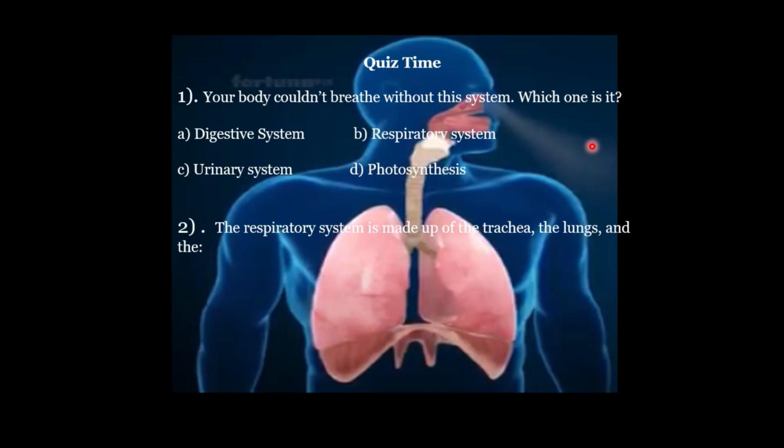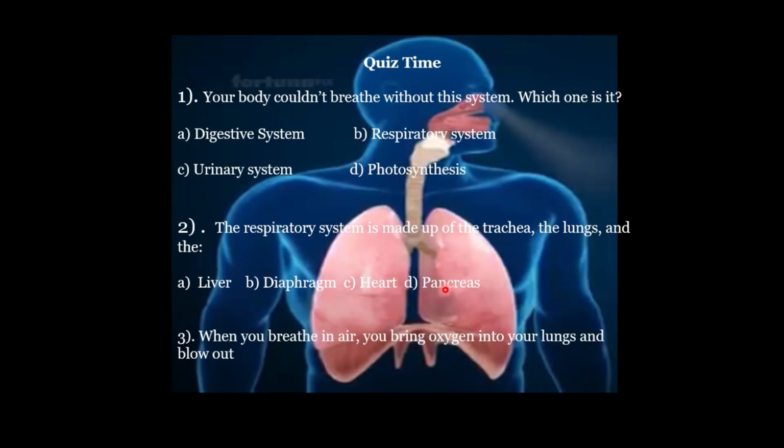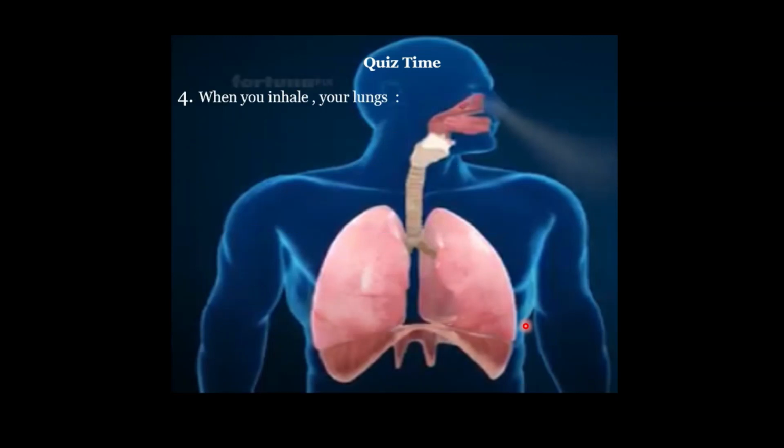Number 2. The respiratory system is made up of the trachea, the lungs, and the A. Liver, B. Diaphragm, C. Heart, D. Pancreas. Number 3. When you breathe in air, you bring oxygen into your lungs and blow out A. Carbon monoxide, B. Carbon dioxide, C. Oxygen, D. Hydrogen.